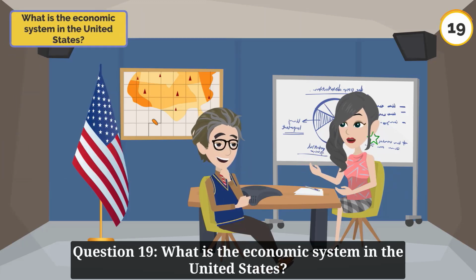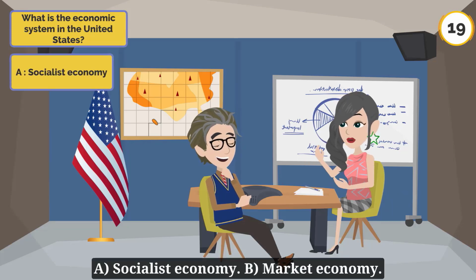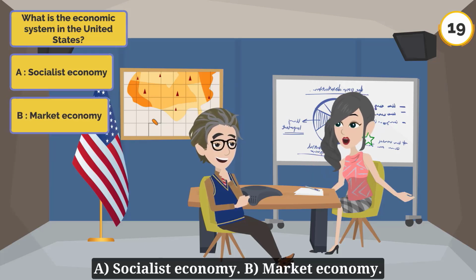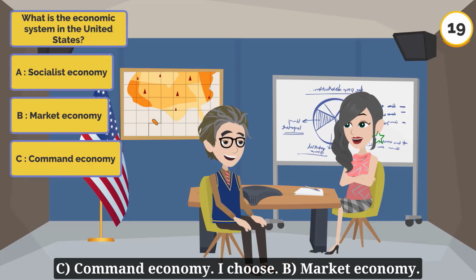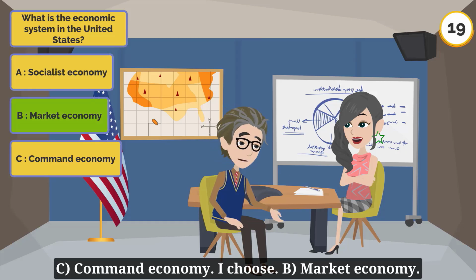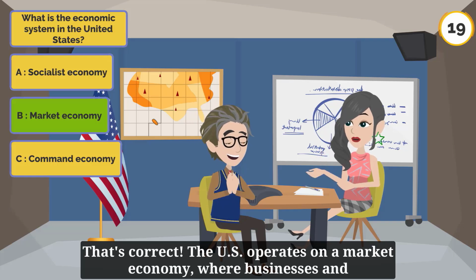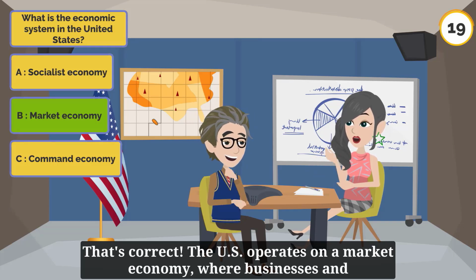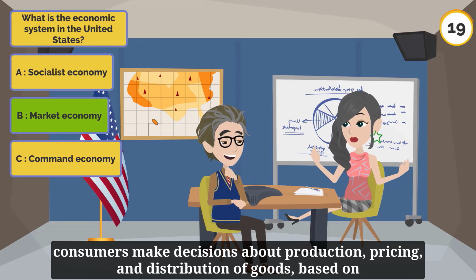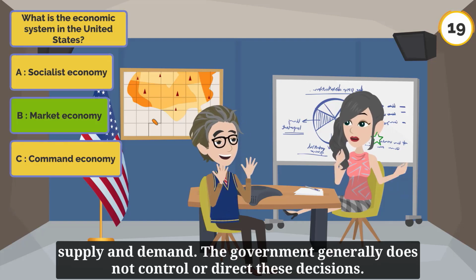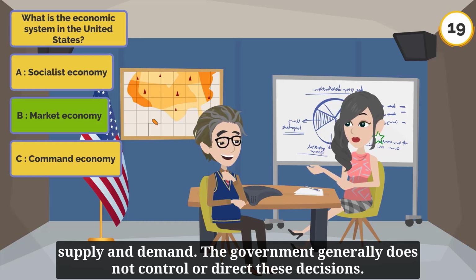Question 19. What is the economic system in the United States? A. Socialist economy. B. Market economy. C. Command economy. I choose B. Market economy. That's correct. The U.S. operates on a market economy where businesses and consumers make decisions about production, pricing, and distribution of goods based on supply and demand. The government generally does not control or direct these decisions.